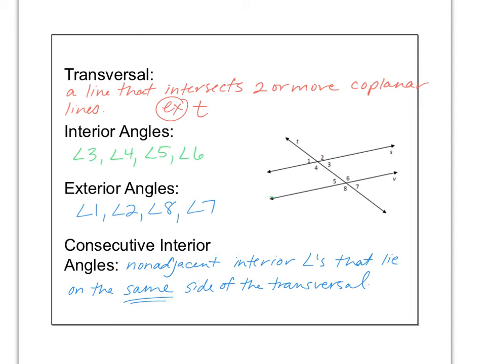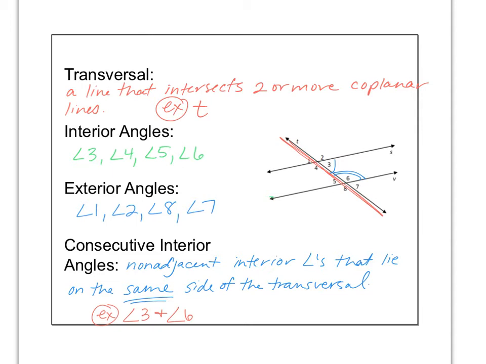An example of some consecutive interior angles could be 3 and 6. So do you see how those are interior angles, but they're not adjacent? They don't have the same vertex. They are on the same side of the transversal. Here's the transversal. They're both on the right side of that. So an example of some consecutive interior angles would be angle 3 and angle 6. That would be a pair of consecutive interior angles.